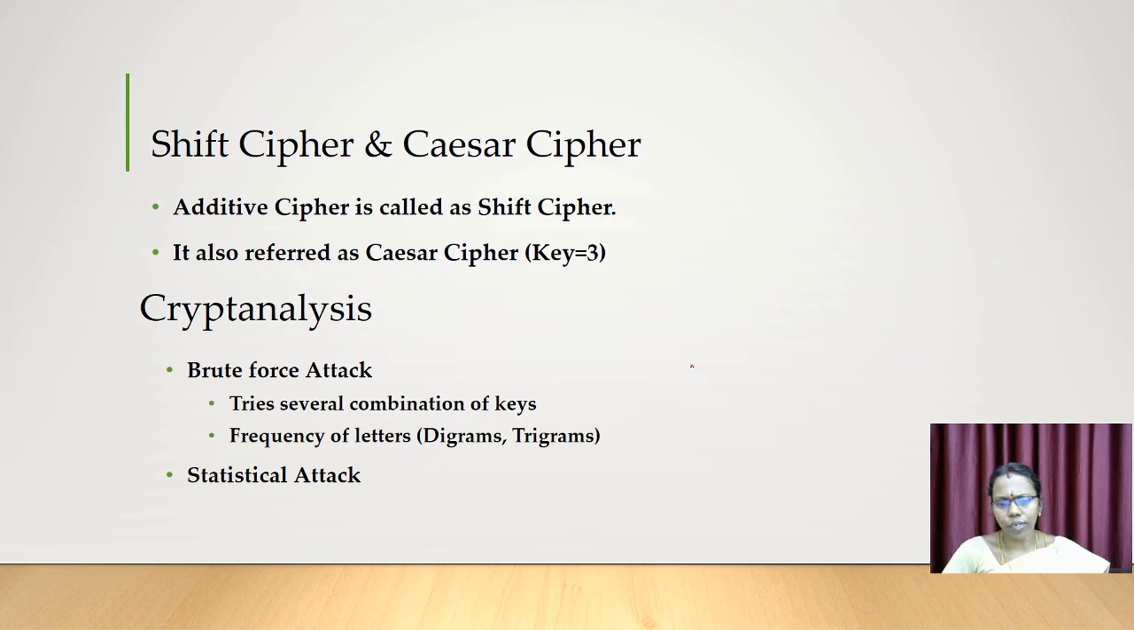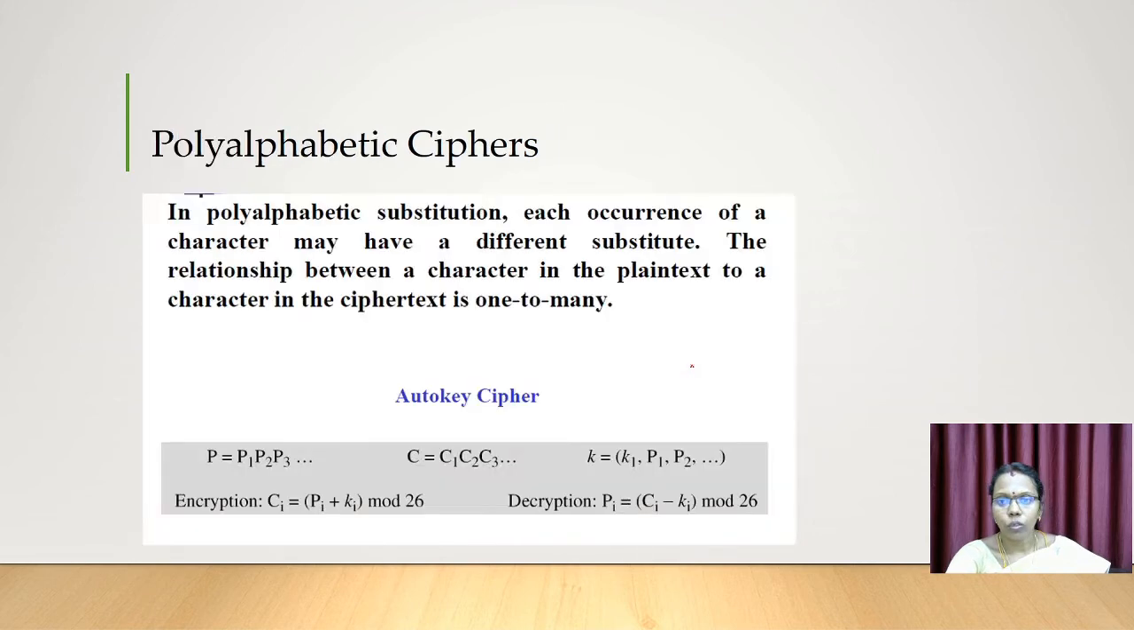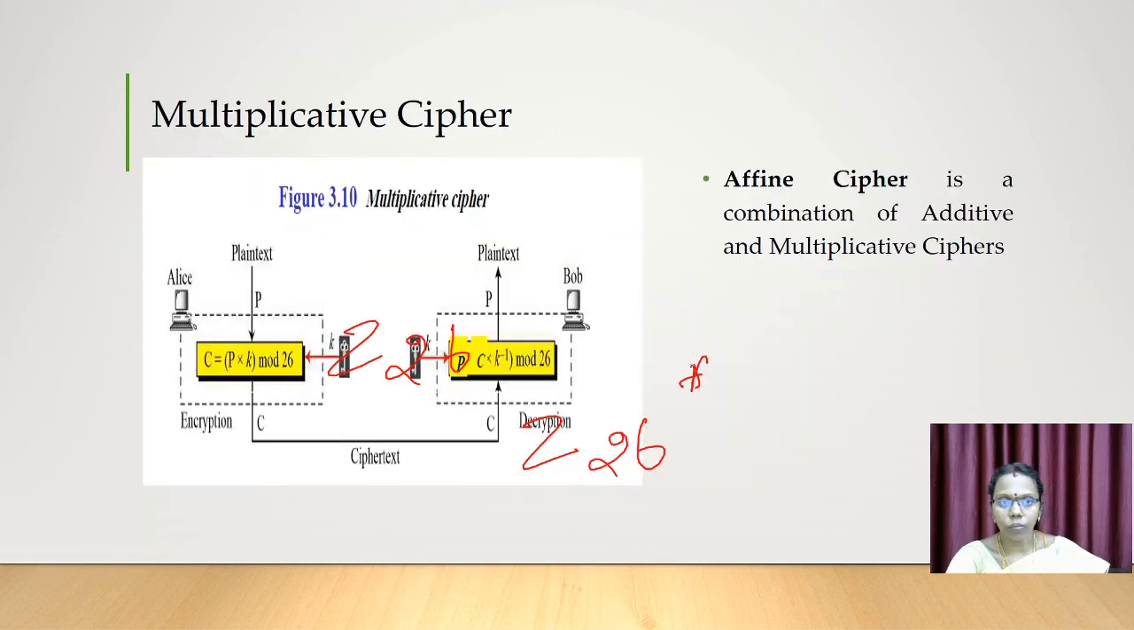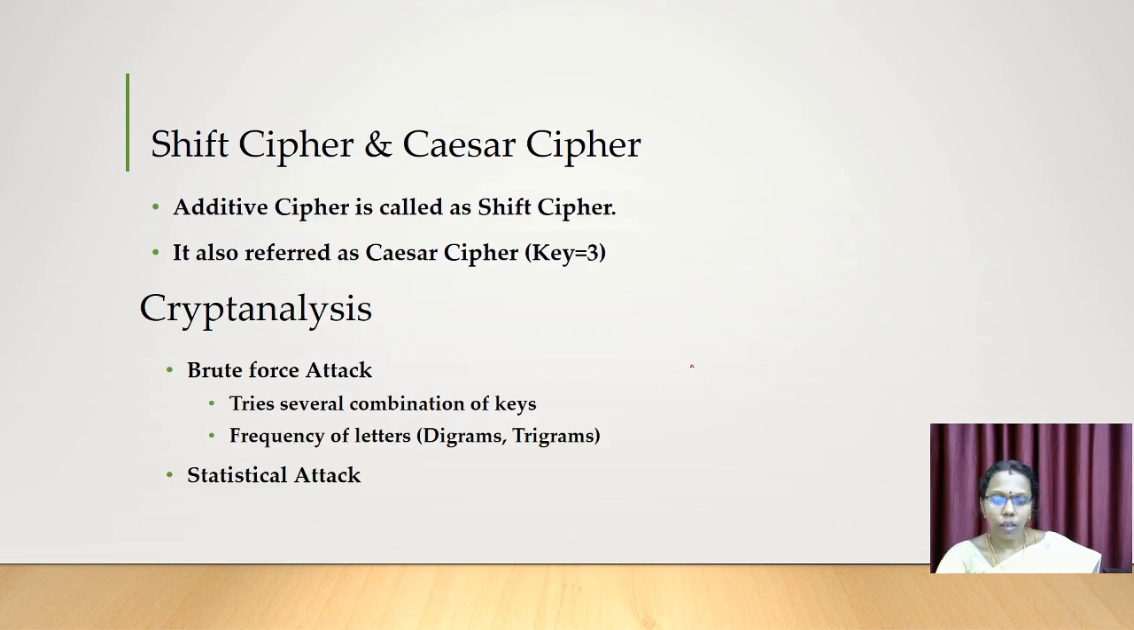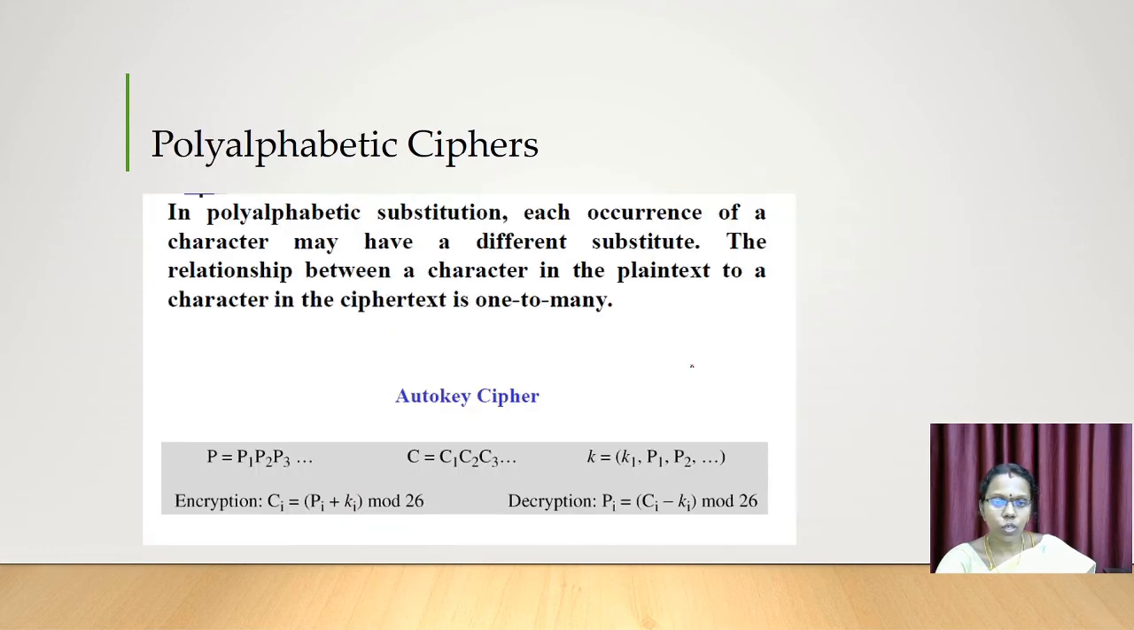Considering the frequency of letters, we also perform statistical attacks. In each case, we count how many occurrences of each symbol are present in the ciphertext. So the additive, multiplicative and affine ciphers are attacked by brute force and statistical attacks because the key domain is very small.